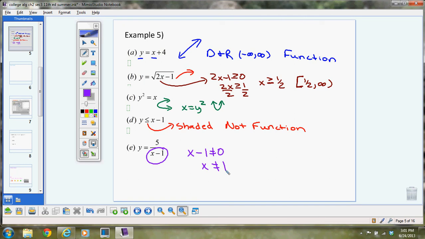So if I were to write this in interval notation, x can be anything except 1. I would write negative infinity with a parenthesis, comma 1 with a parenthesis, because it can't equal 1, union 1 with a parenthesis, comma infinity with a parenthesis. Basically that tells me it can equal everything except that 1.